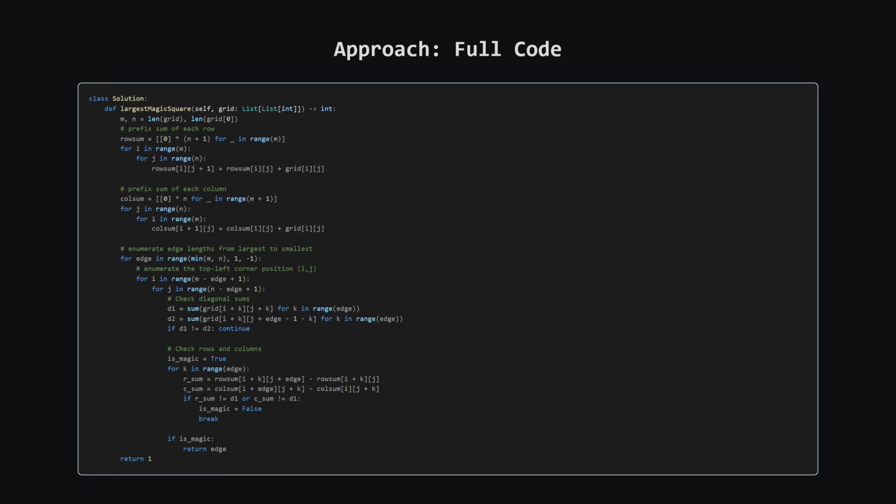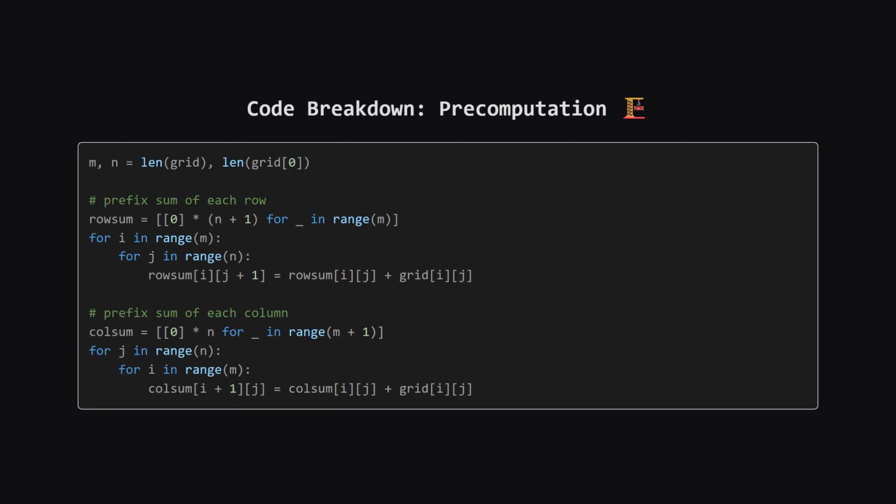I've tweaked the prefix sum indexing slightly from the editorial to make the boundary checks easier. Using a size of n plus 1 helps avoid index out-of-bounds errors. Let's break it down piece by piece. First, we set up our cheat sheets. We create the row sum table. Notice we make it size n plus 1. This is a common trick.